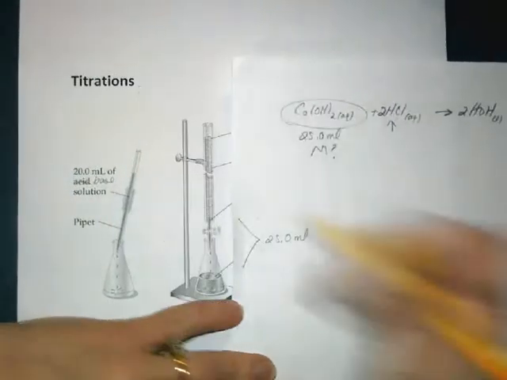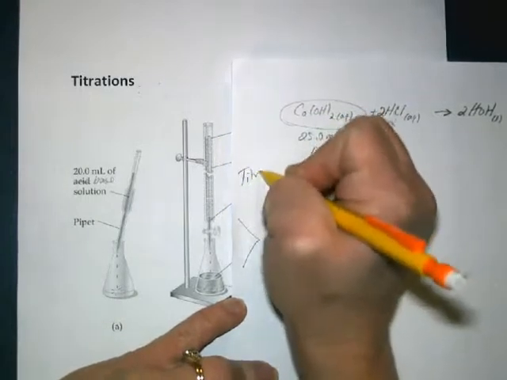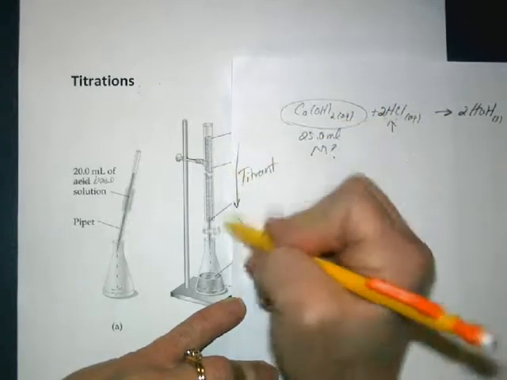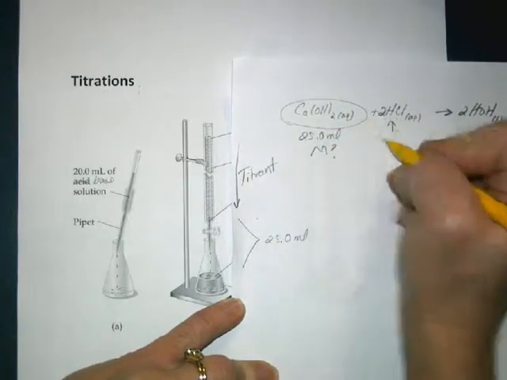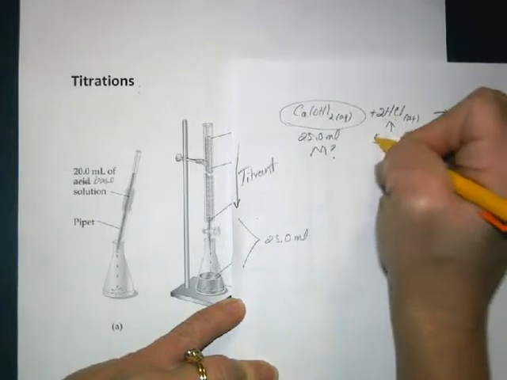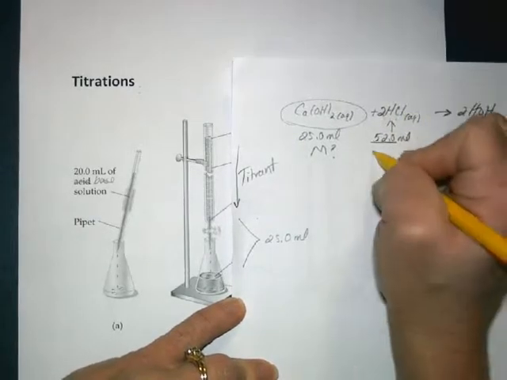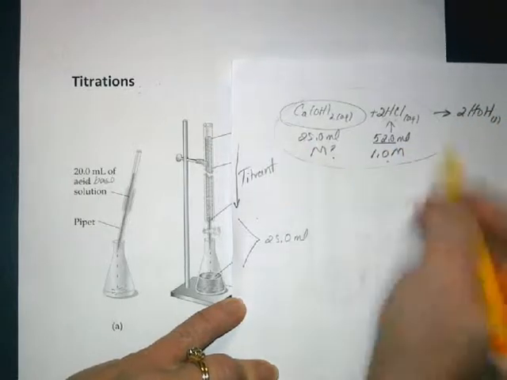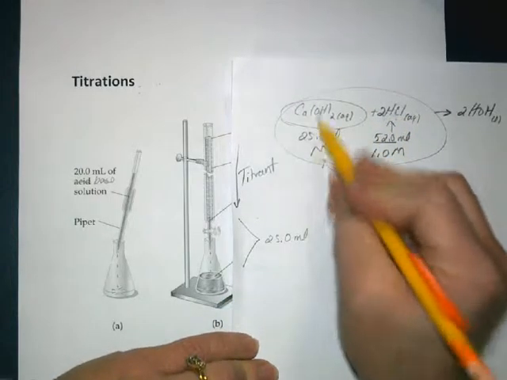What we add to the burette will be what we call the titrant. We will end up knowing the total volume of titrant that we add. So if we know the reaction, we know, for example, that we need, let's just say, 52 milliliters of this hydrochloric acid. We will know its concentration. Let's just say it's a 1 molar solution. And then, of course, knowing the reaction, we can then calculate what the concentration of the calcium hydroxide is.